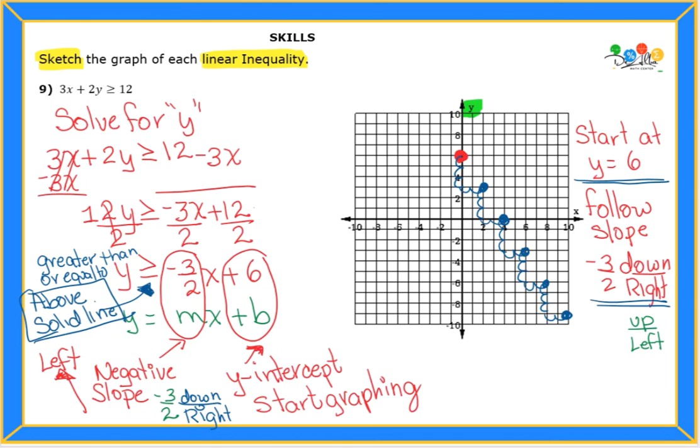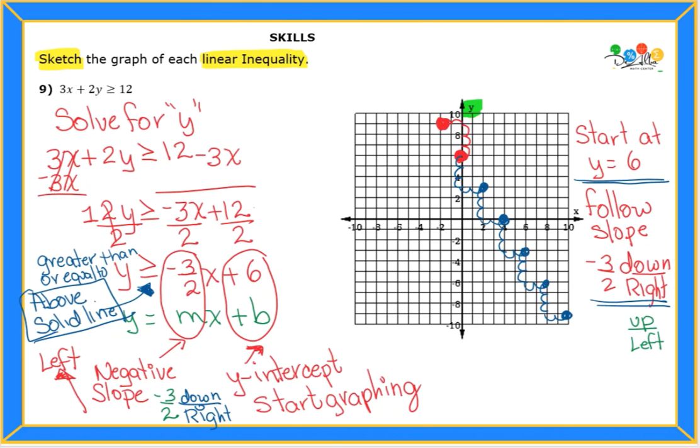Let's count. 3 up, 1, 2, and 3 up, and then 2 to the left. Notice how that point is still in the path of the other ones. Is that right? Because it doesn't make any difference, okay? Just be careful with that.